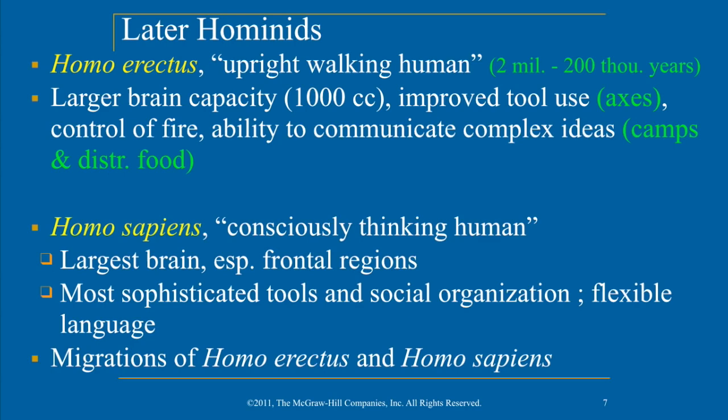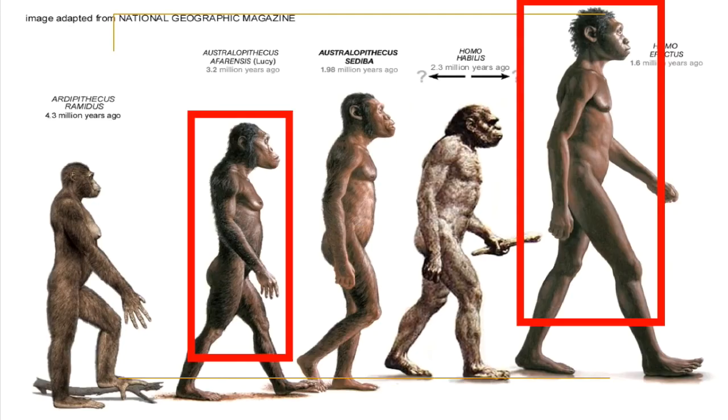From there, we get to Homo sapiens, the consciously thinking human. They have the largest brain, especially in the frontal regions. The frontal regions are your vocal centers and also your decision centers. Their most sophisticated tools and social organization come from this time. They have a very flexible language. They're the ones who are going to start using words and making hundreds of different sounds with the tongue and the vocal cords. Now we're going to look at the migration of Homo erectus and Homo sapiens.